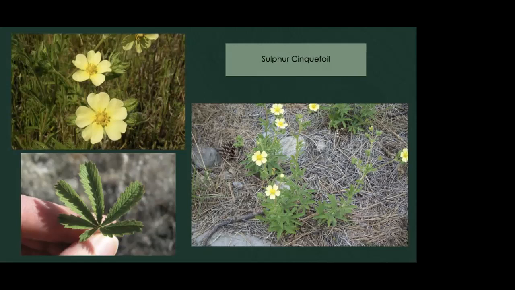So if you see leaves that look like this and you look underneath them, there's these little white hairs on them. It might be our native cinquefoil. Otherwise, it's probably sulfur cinquefoil, which is invasive.